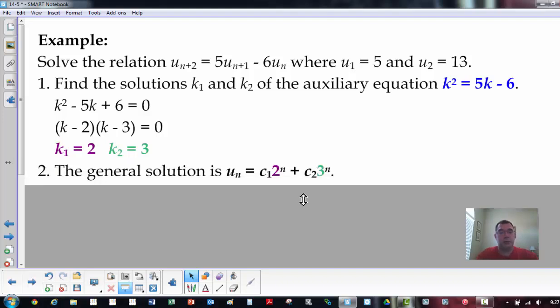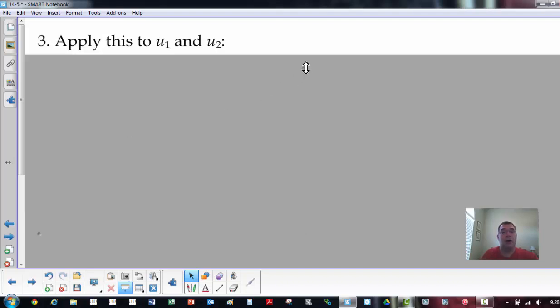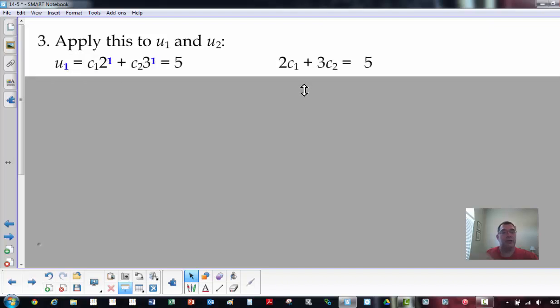So there's my general solution. There is some constant being multiplied by 2 to the n, and then to that we are going to add a second constant times 3 to the n. Okay, so now I just need to figure out what those two constants are. So I know what the first term is and what the second term is, so let me use that information. The first term is that unknown constant times 2 to the 1 plus the second unknown constant times 3 to the 1, and that's supposed to equal 5.